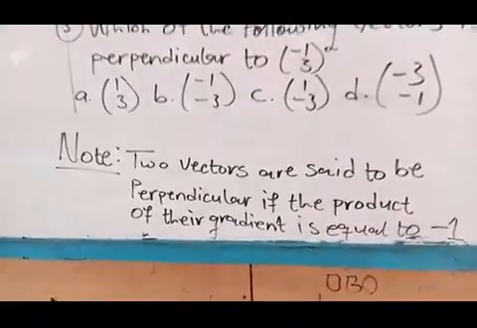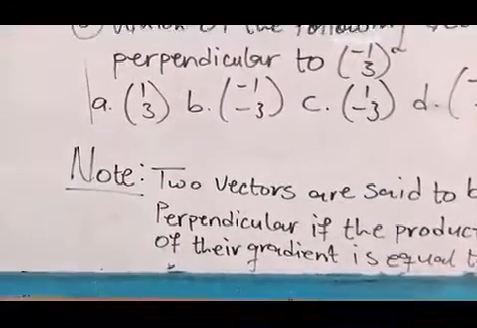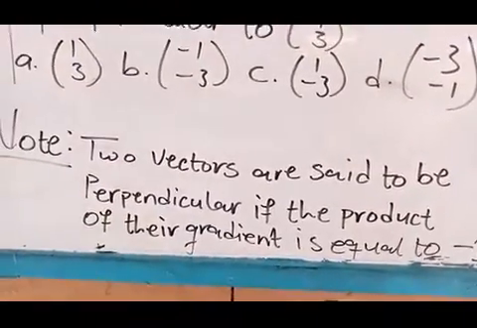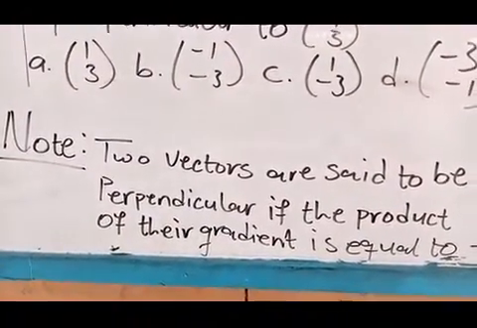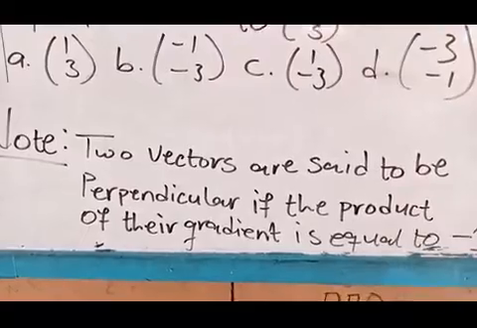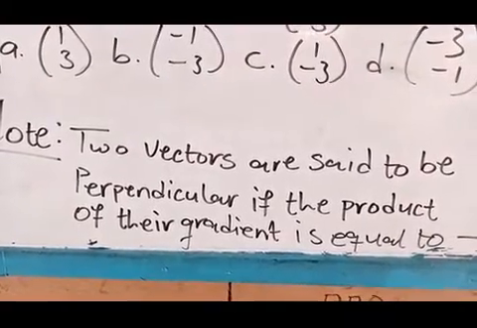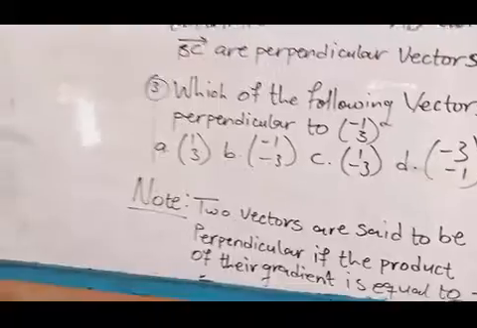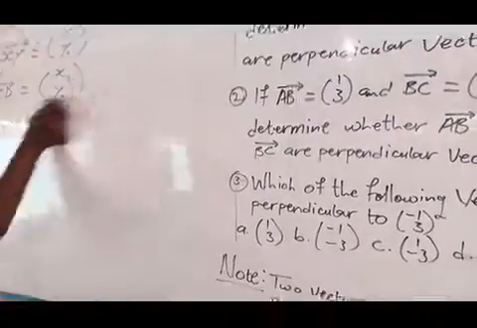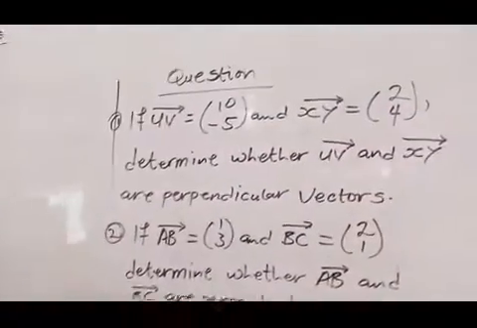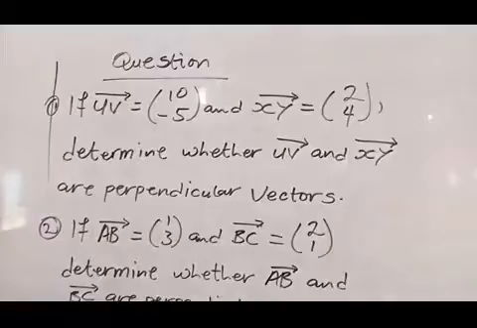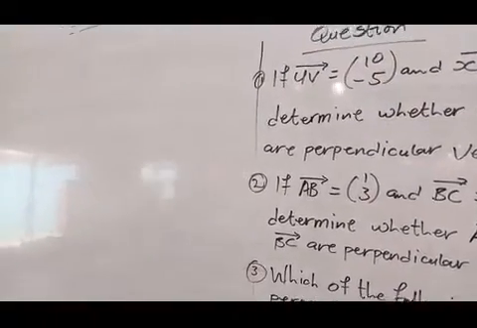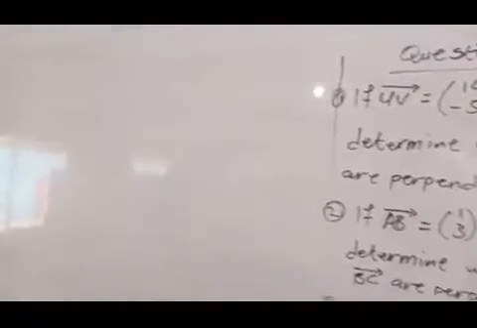Now, to solve the third one, it will be easier if you take into consideration what I have written down there, and it is the fact that two vectors are said to be perpendicular if the product of their gradients is equal to -1. All right, let's move on to the triangle law of vectors.